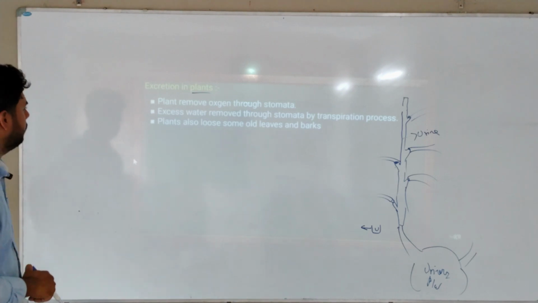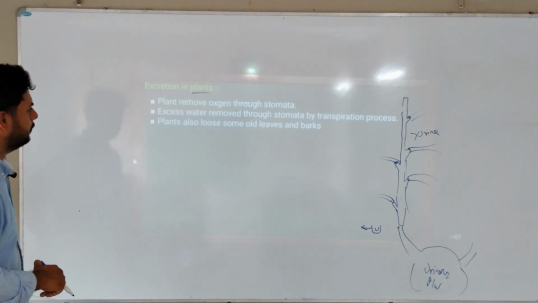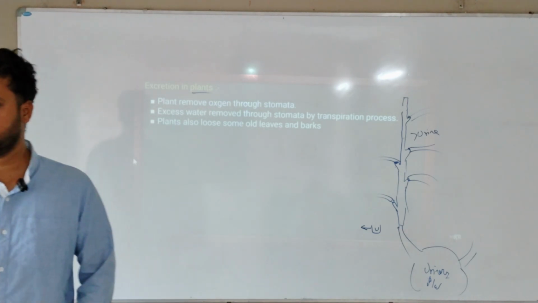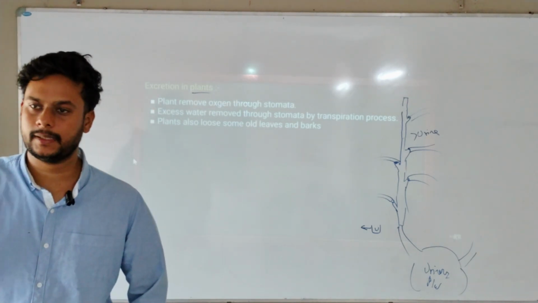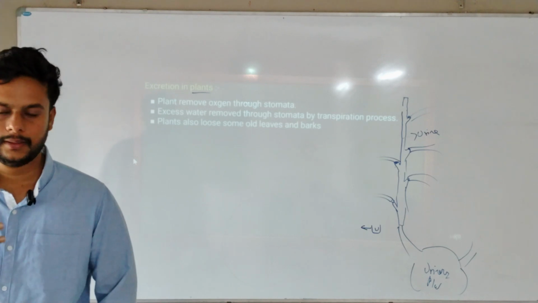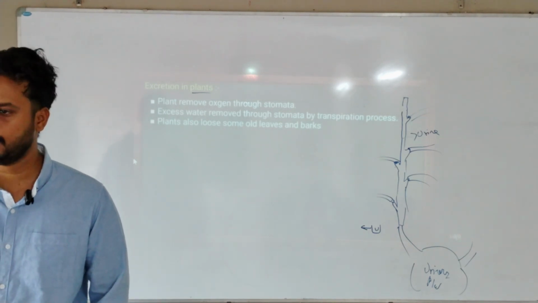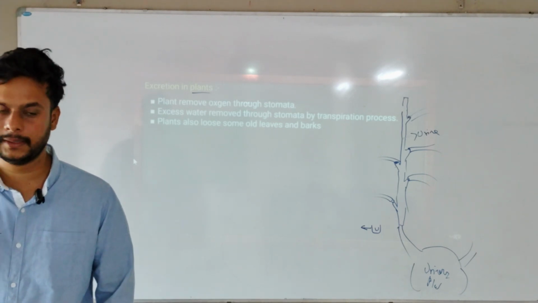Excretion in plants. Plants remove oxygen through stomata. So, here excretion means what? We are taking excretion in three types. Respiration also is excretion. In our excretion, we leave carbon dioxide outside. Getting or no? That's respiration excretion. Think like that.